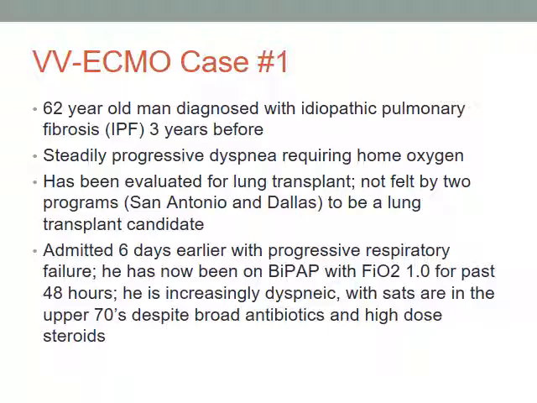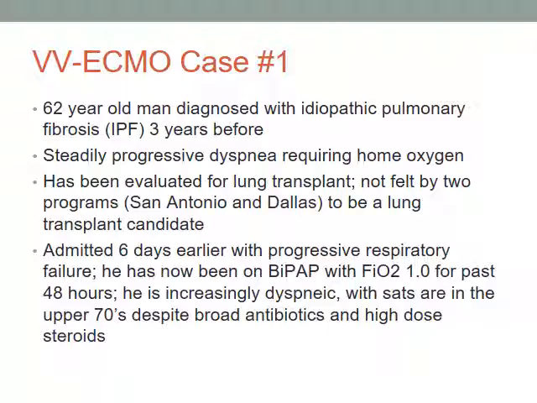He came to the hospital 6 days ago with progressive respiratory failure, now is on BiPAP, FiO2 of 1.0 for the past 48 hours, increasingly short of breath, sats are now in the upper 70s. He's on broad antibiotics empirically, although he doesn't really have any evidence of infection. He's on high-dose steroids, although the literature on that is incredibly poor, but it's the old saying, nobody should die without a course of steroids, so he's on steroids. And we've been consulted for ECMO.